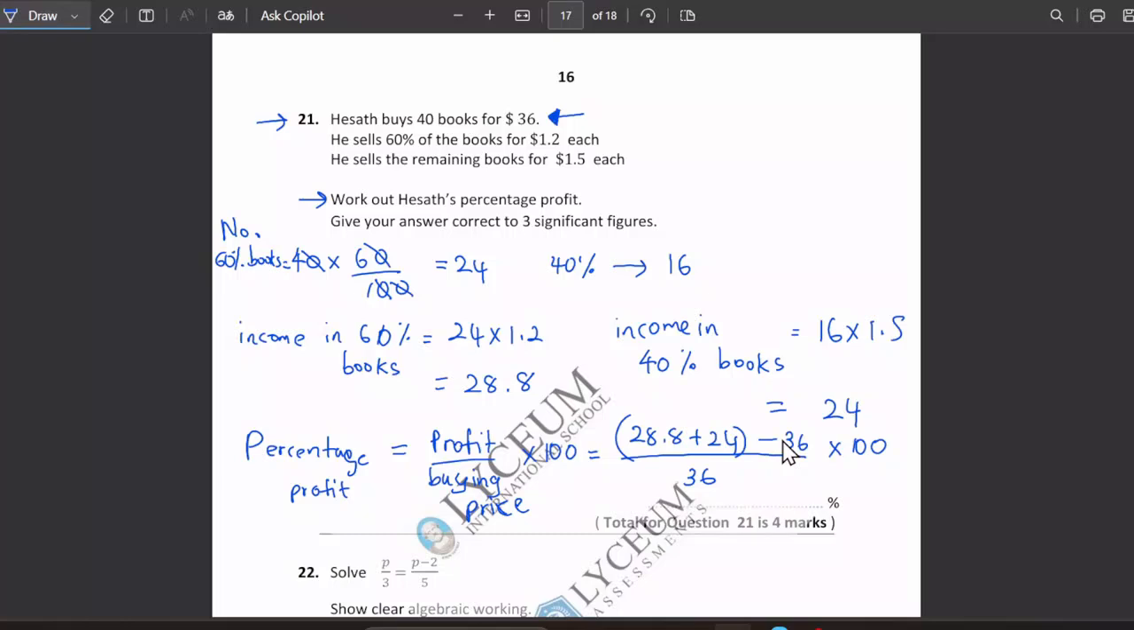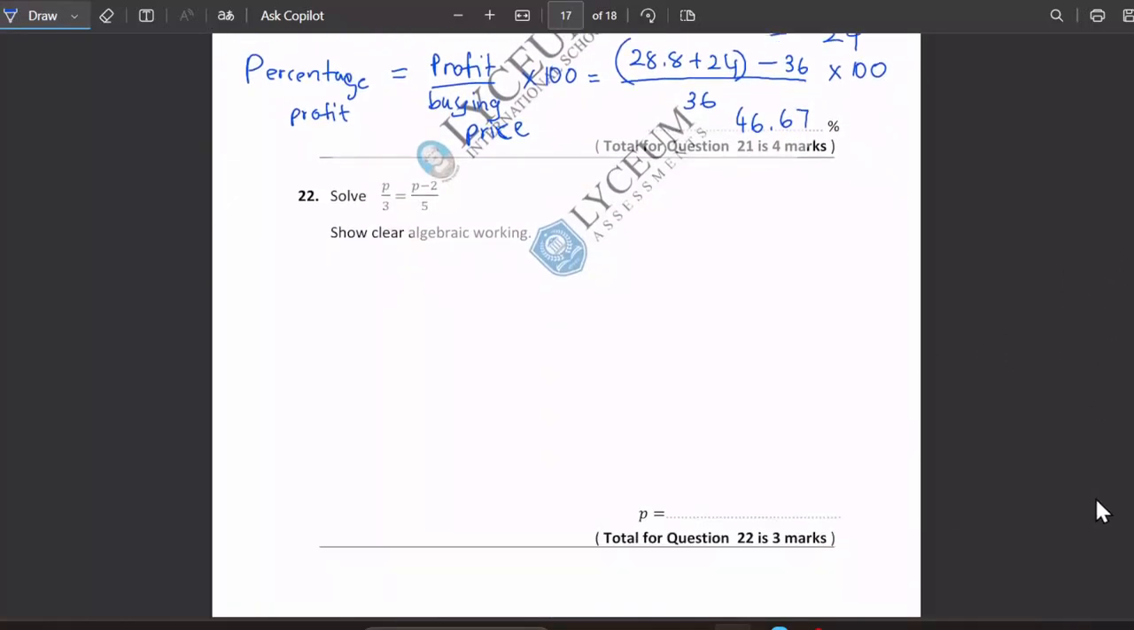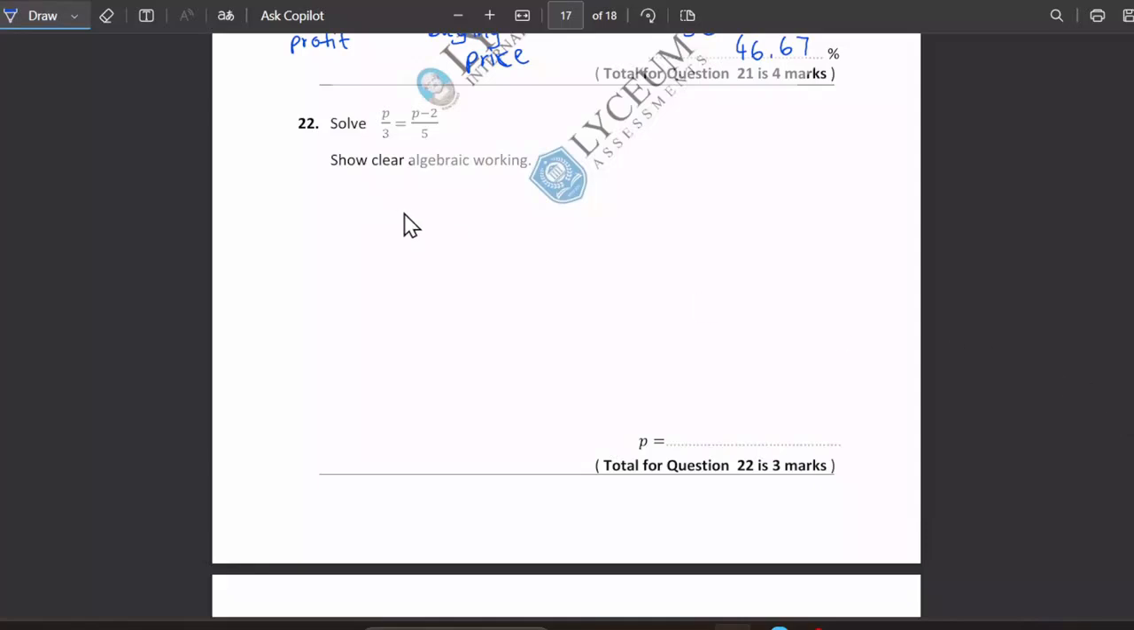Okay, so we can find it: 28.8 plus 24 minus 36 over 36 times 100. Okay, this gives us 46.67. Okay. Then solve this one. Show clear algebraic working. Okay. So P over 3 equals P minus 2 over 5.